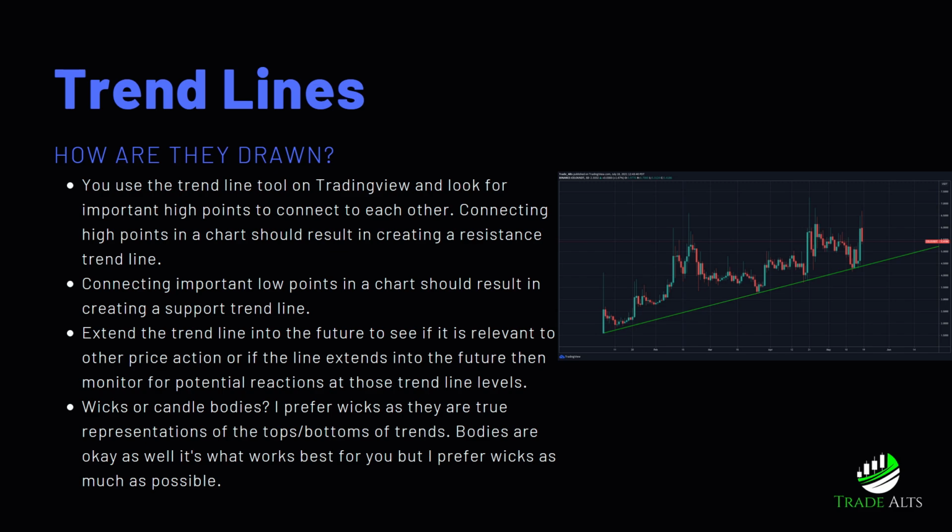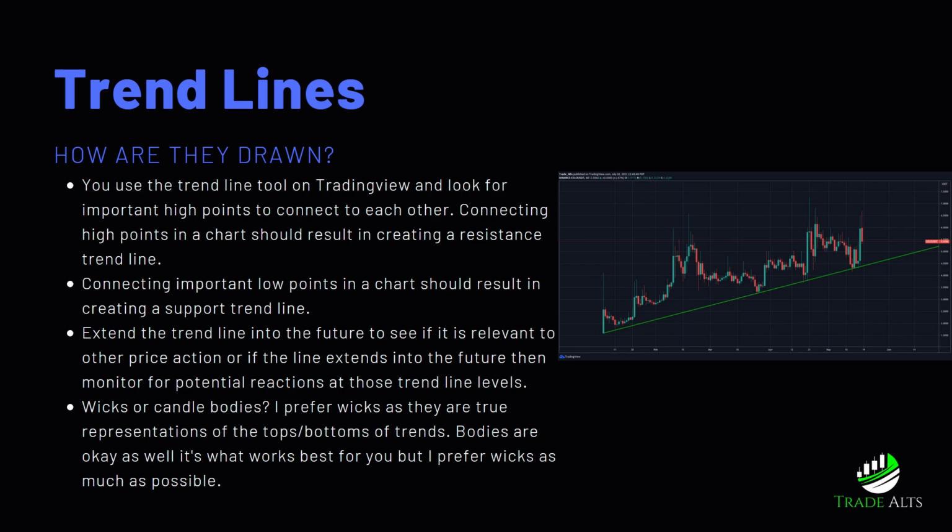Or if the line extends into the future, like for this example here, this line goes into the future. We haven't had any price action since then. You would be looking for potential reactions at those trend line levels. So you would expect this trend line to continue to hold up as support, for example, into the future, even though price hasn't quite made it there. So you would still be looking for reactions there.